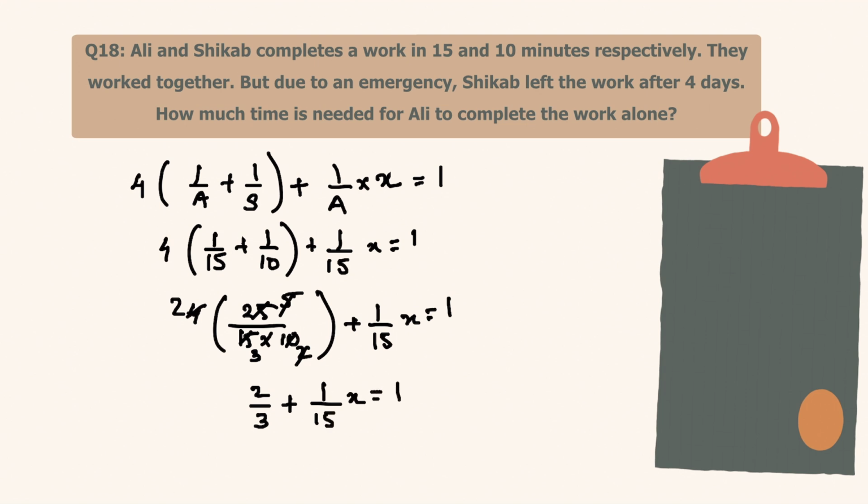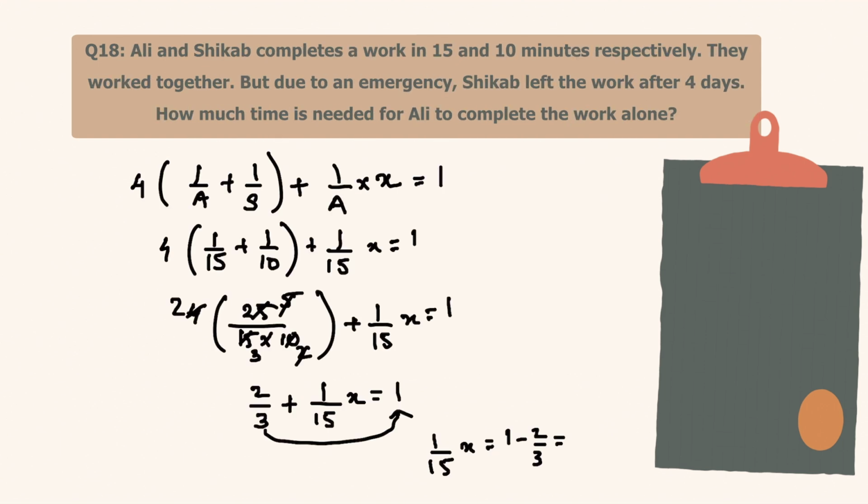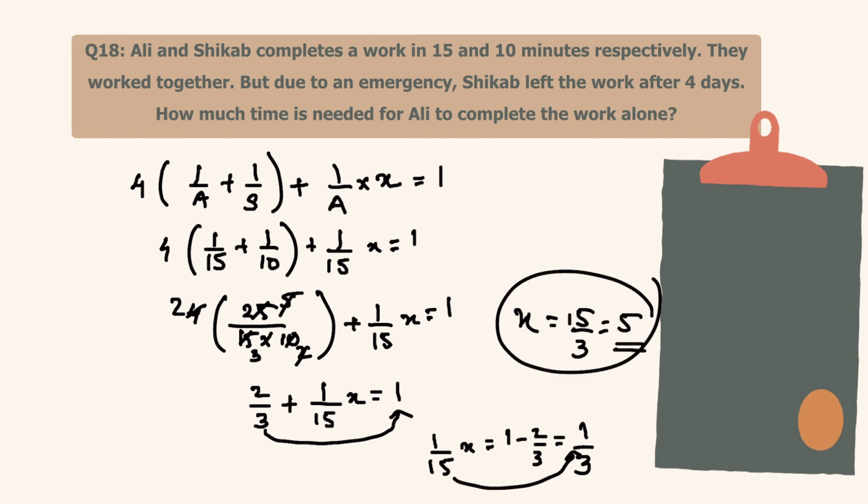So I am taking this here, which means 1 by 15 x equal to 1 minus 2 by 3, which is 1 by 3. That means x will be what? This 15 goes here, x will be 15 by 3, which is 5. Is 5 the answer you got? Okay, hope you got the answer.